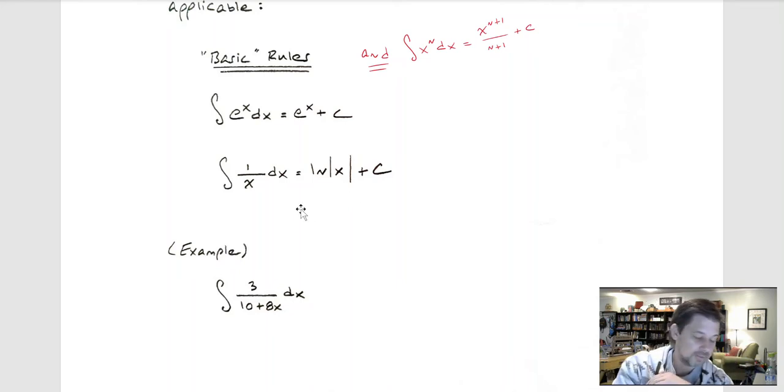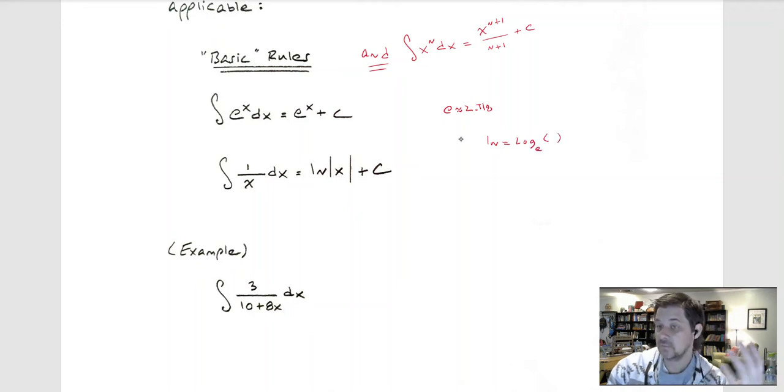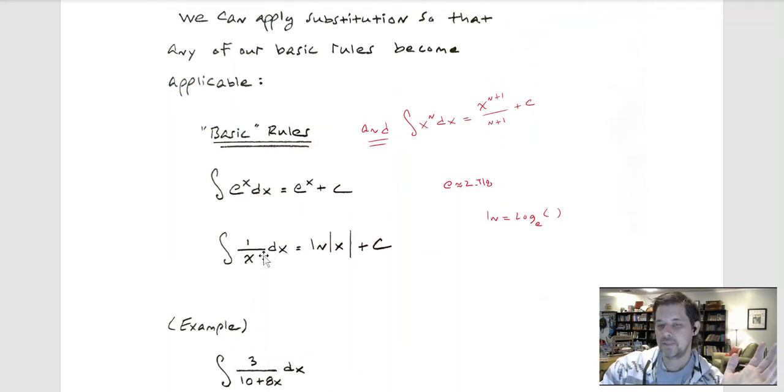Quick word on what those numbers are. E is about 2.718. It has many applications. We can use it to calculate compound interest. Population growth models usually depend on e. Lots of things do. And natural log, ln, is a logarithm with a base number e. To fully understand that, you'd have to know a little bit about logarithms too. But let's say for now, those are our basic rules.